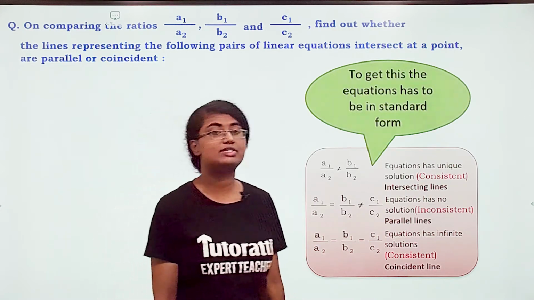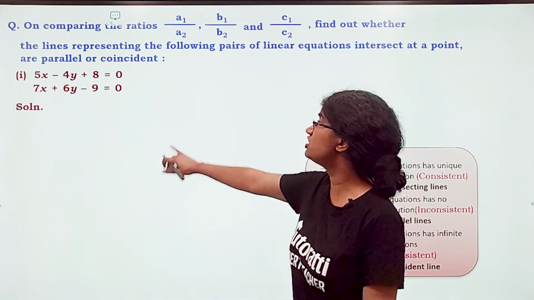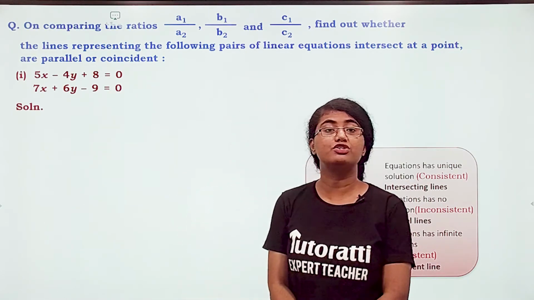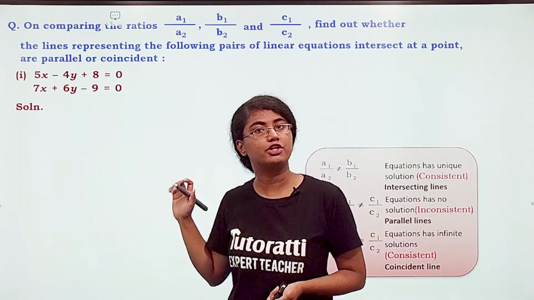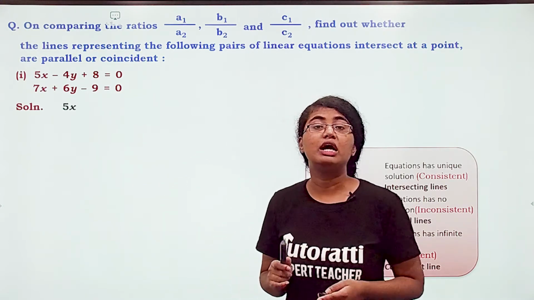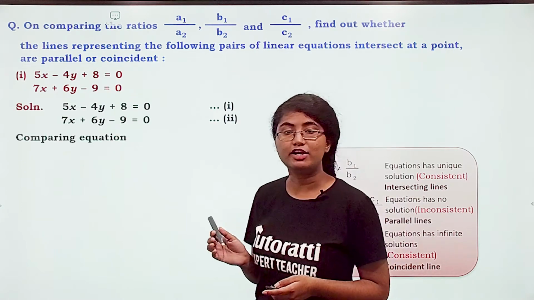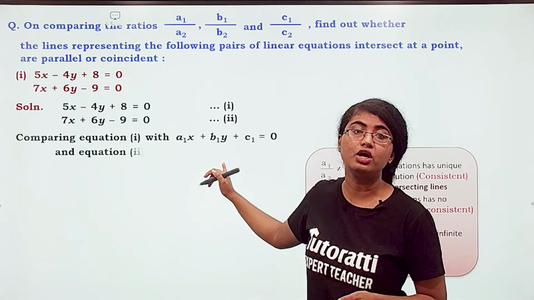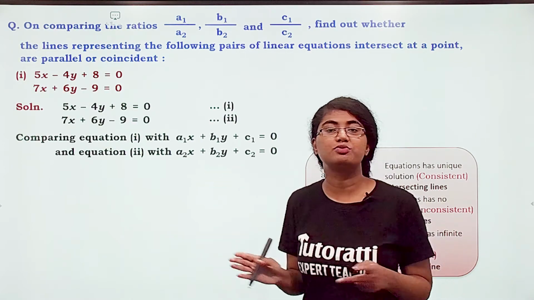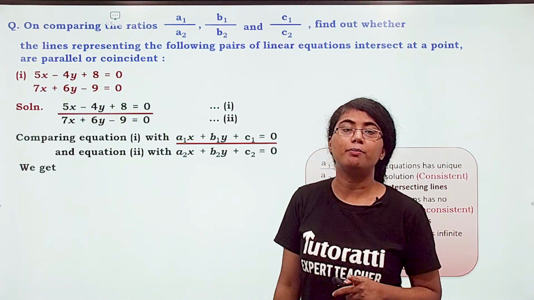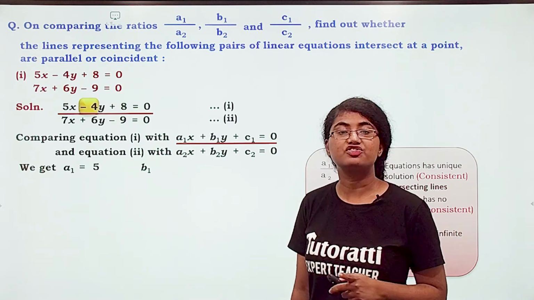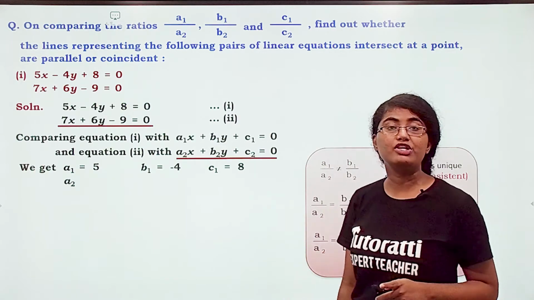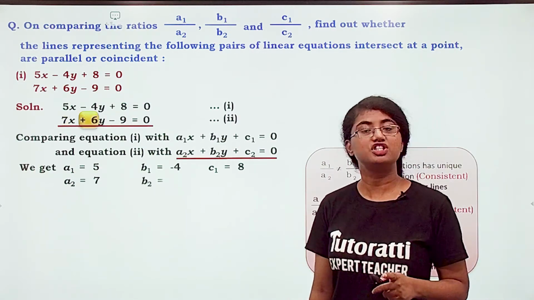Alright, now let's take equations. So this is the first set of equations that you have. 5x minus 4y plus 8 equals 0 and 7x plus 6y minus 9 equals 0. First thing you do, compare it to the standard form. Comparing equation 1 with a1x plus b1y plus c1 equals 0 and equation 2 with a2x plus b2y plus c2 equals 0. So obtain the values: a1 is 5, b1 is minus 4, c1 is 8, and in the second equation a2 is 7, b2 is 6 and c2 is minus 9.